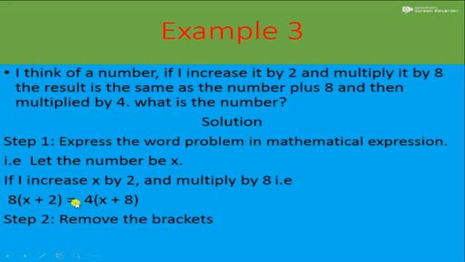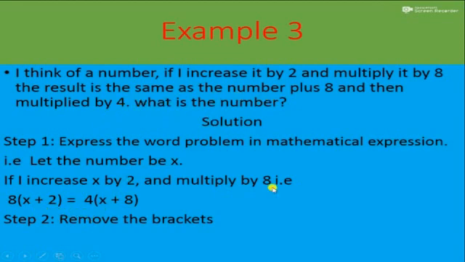Is equal to, look at the question again. It's the same as the number I thought of, which is x plus 8 again, and then multiplied by 4. That is the second bracket. Therefore this is the mathematical expression of the word problem above. We have 8 open bracket x plus 2 close bracket is equal to 4 open bracket x plus 8 close bracket. This is the mathematical expression of the word problem given.